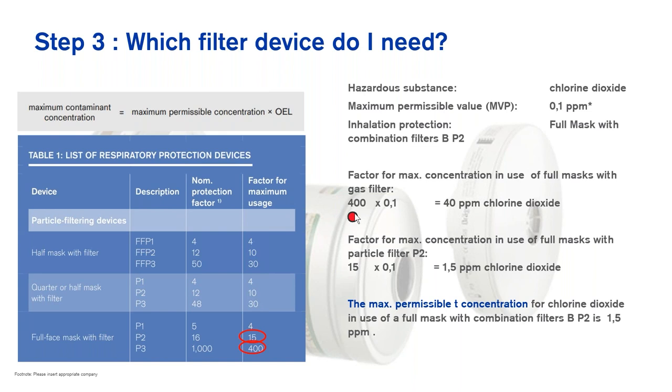It's actually 40 ppm chlorine dioxide. But of course, as I mentioned, we need to take in the factor of particles as well. So which is 15 with a P2 filter times 0.1, that's actually 1.5 ppm. So we will always take the lowest possible concentration, which for the chlorine dioxide in this particular case is 1.5 ppm as the maximum permissible concentration. So you will only allow to go in the workspace around 1.5 ppm.